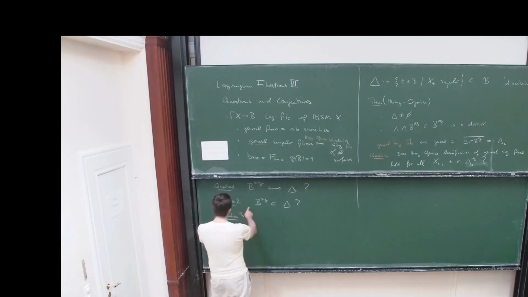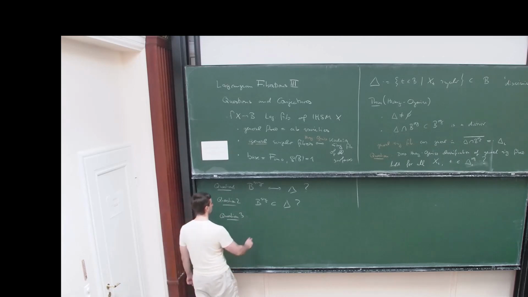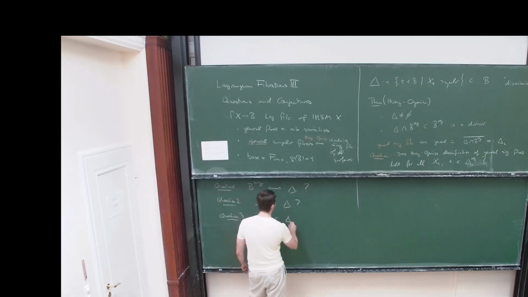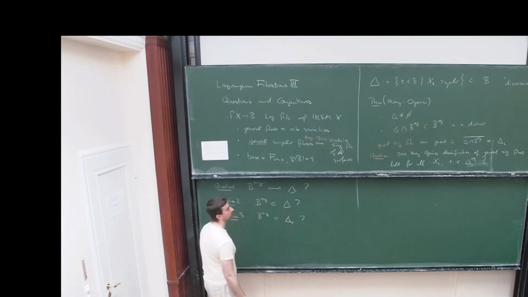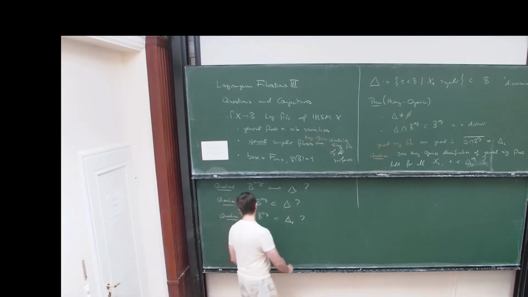So suppose the answer to question two is positive, then we can ask even more. So is E sing contained in delta one? It is a codimension one part of the discriminant.